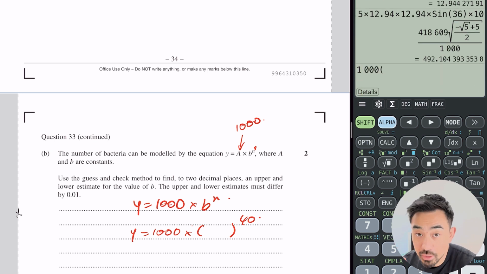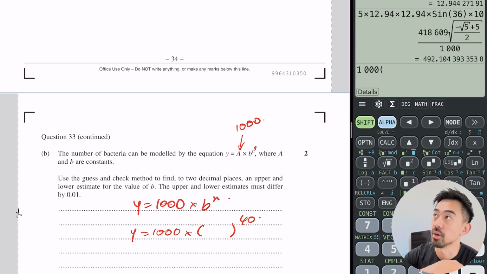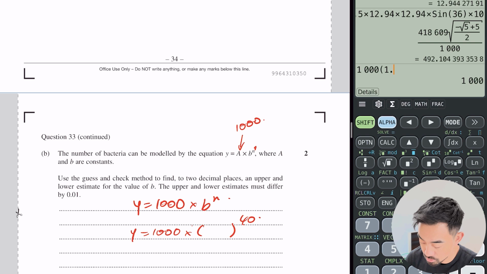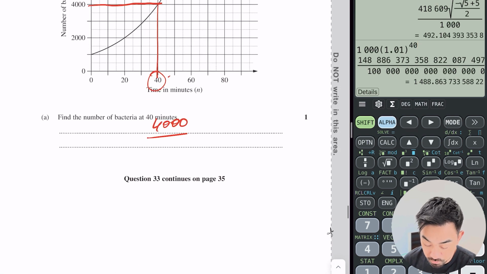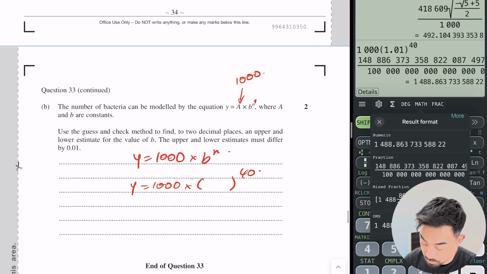Now I know that b has to be greater than 1 because it's growing. So think about compound interest, 1 plus the number. So we're going to start at 1.01, to the power of 40. What does that give us? That's 1488. But we're looking for 4,000. So no, let's just keep going here.